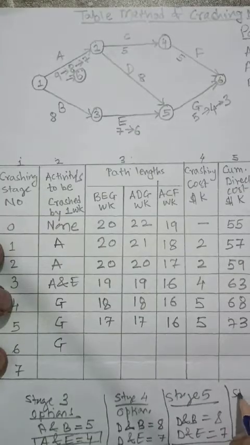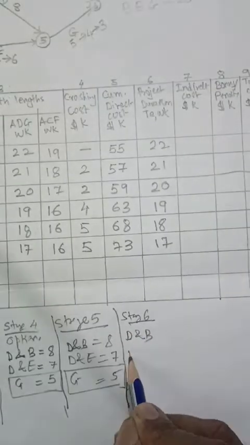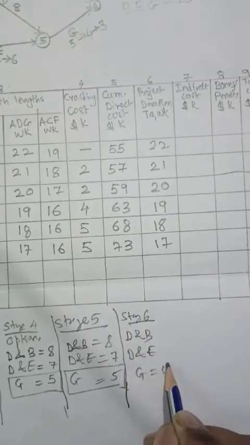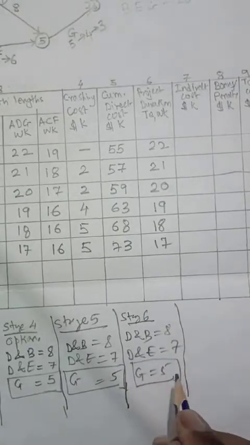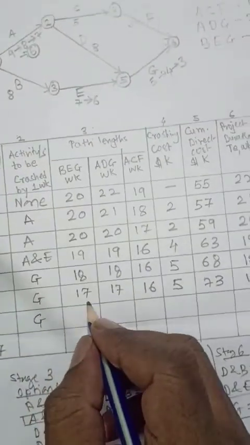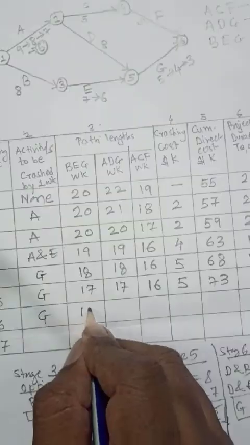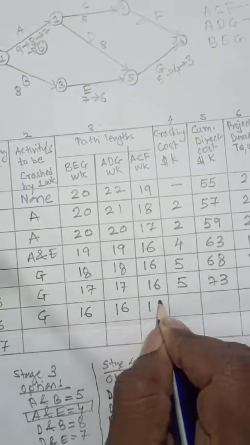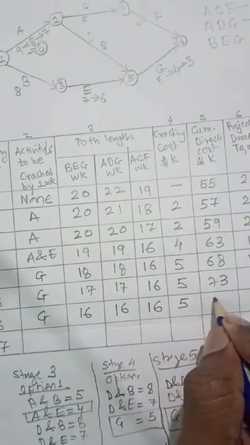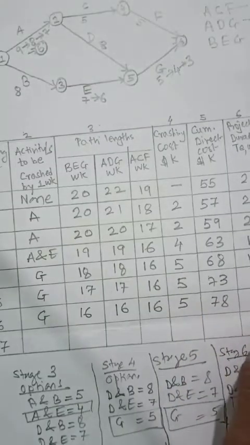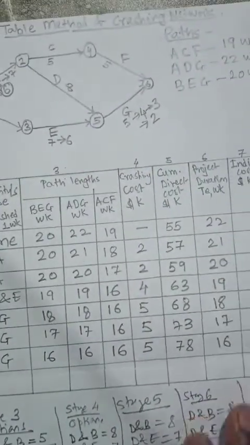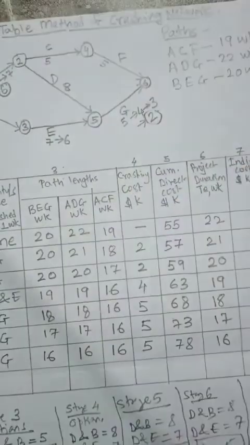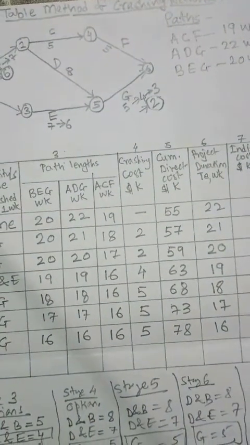Even in the sixth stage also I get D and B, D and E, and G, and the option G is still valid. So the sixth stage also will be with G. So this will become 16, this will become 16, this will become 16. The cost will increase by 5 to 78, and now I have reached 16. And this G will now reach its maximum crashing period. So I cannot further crash G. G is not in my option.